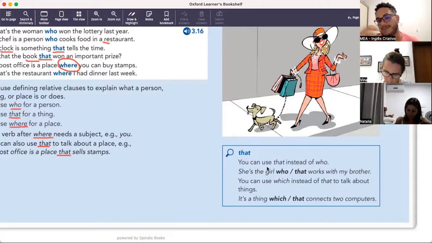Read for me, Nat. She's the girl who... sorry, the girl who works with my brother. You can use which instead of that to talk about things. It's a thing which connects two computers.